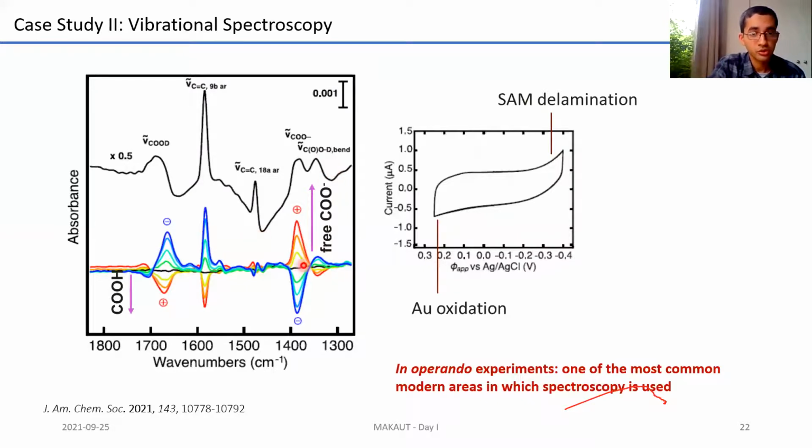The plot here shows the variation in the spectra as you apply positive potentials, which is more towards the red side, and negative potentials, which is more towards the blue side. Note here, without going into too much detail, that as you apply a positive potential to the system, you're stripping off the H, the proton, from the carboxylic acid. So effectively, you're increasing the COO minus concentration in the system.